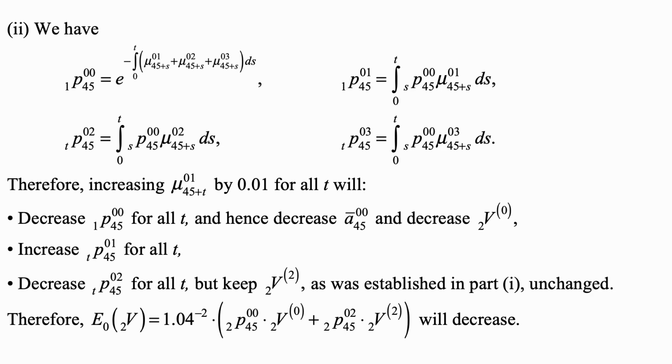Therefore, E0 of 2V, the expected present value of the reserve at time 2, will decrease.